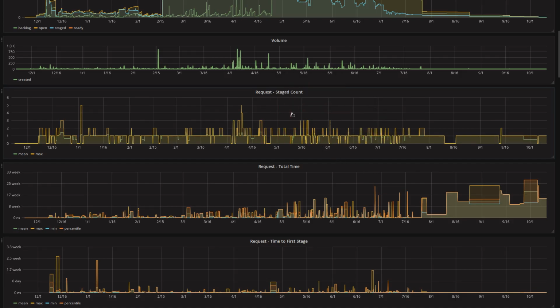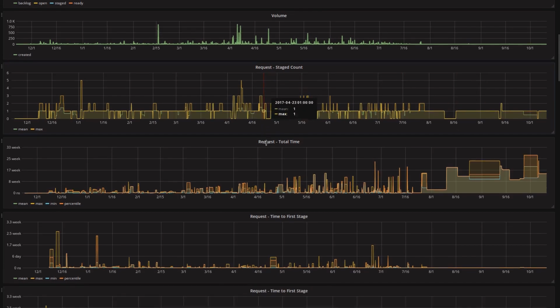So this is the staged count. This covers how many times requests were staged before they ended up being accepted. So you can get an idea of when mistakes were made or regrouping was necessary, or there were problems run into. You can see that the majority of them are 1, but do get bumps to 2 and 3. So nothing so bad.